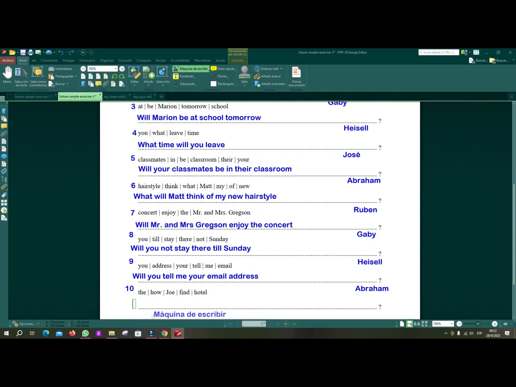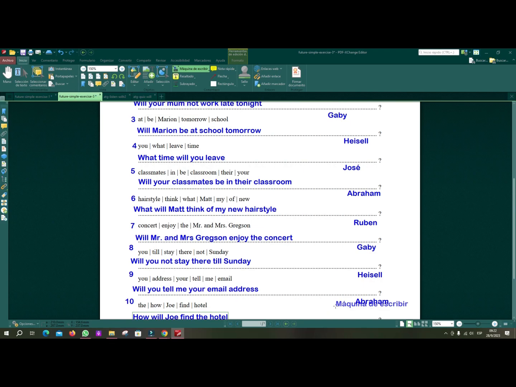And the last one, Mr. Abraham. How will... Yes. How will... Remember the structure. First the WH word, then will, then the subject. So Joe. How will Joe find the hotel? That will be, right? How will Joe find the hotel?